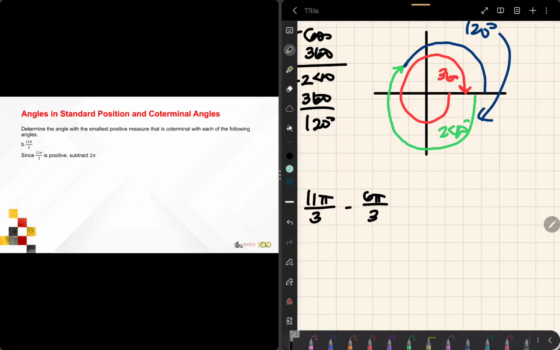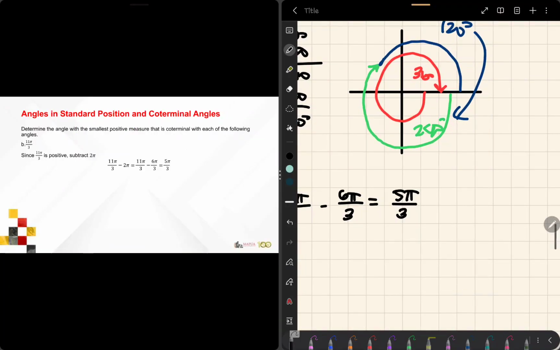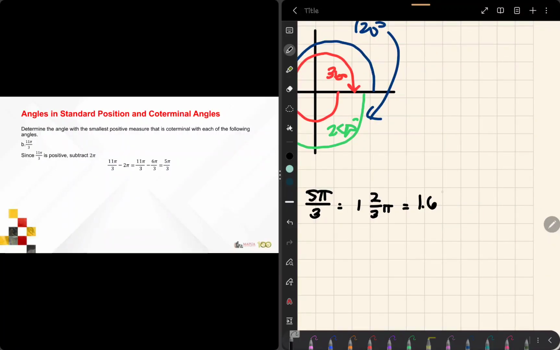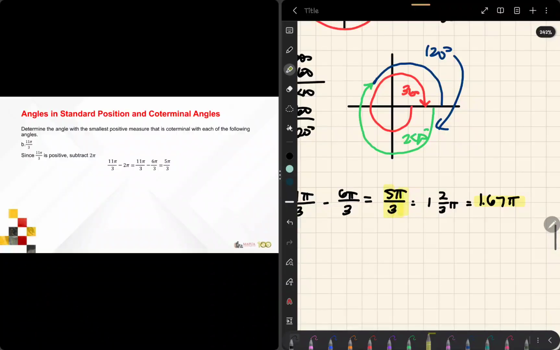So now since we have this, we can simply subtract. We will have 5 pi over 3. Since 5 pi over 3 is less than 360 degrees, or less than 2 pi, if we try to convert this, we will have 1 and 2/3 pi, or simply 1.6667. So this is less than or equal to 2 pi. So this will be our final answer, 5 pi over 3.